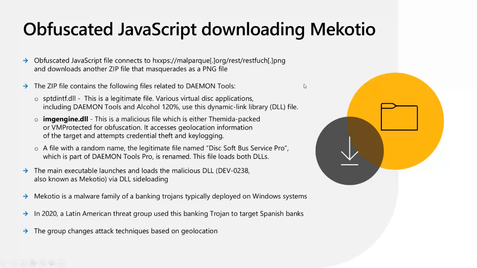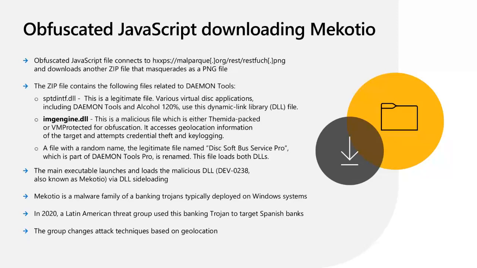Now that we know the JavaScript is on the machine, what does the JavaScript do? The zip file has a JavaScript which would further connect to a malicious link of malparq.org, and it downloads a file with a .png extension. But it is not a PNG file. It is actually a zip file masqueraded as a PNG file. Now, what does this zip file contain?